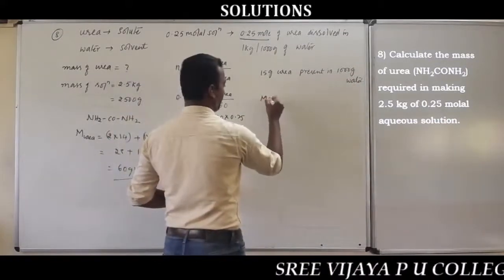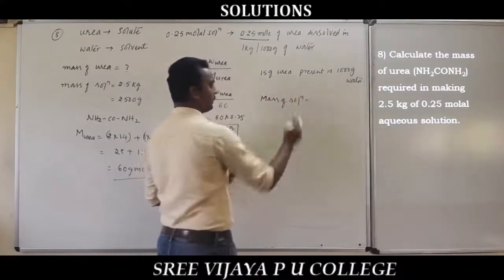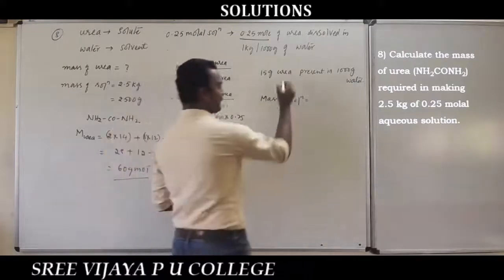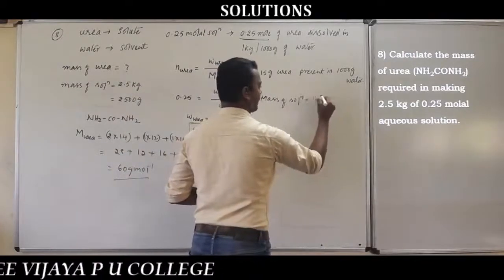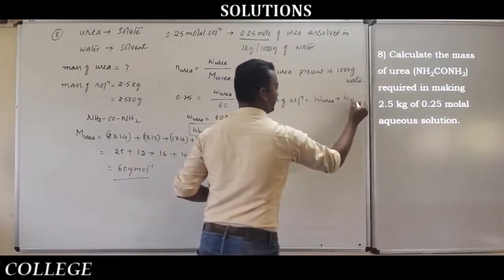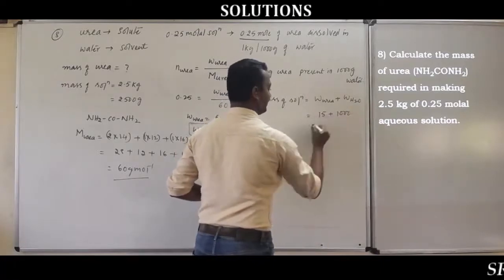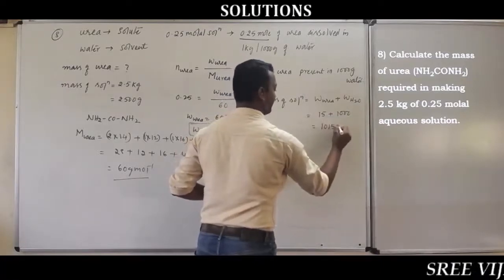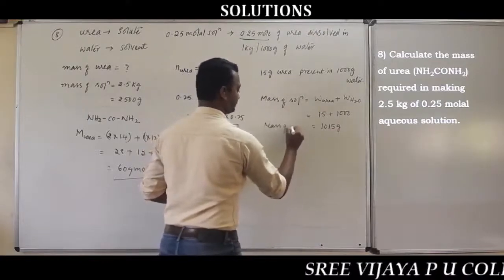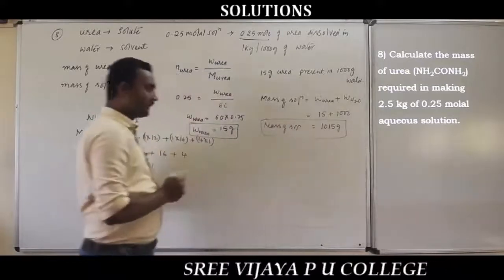So the mass of urea solution is equal to the mass of solute plus the mass of water. That is the mass of urea plus the mass of water, equal to 15 plus 1000, which equals 1015 gram. That is the mass of solution. Now, using this, you can do the calculation.